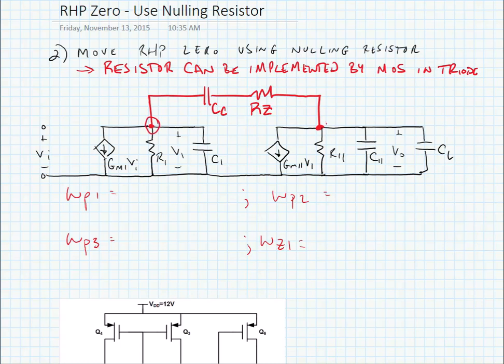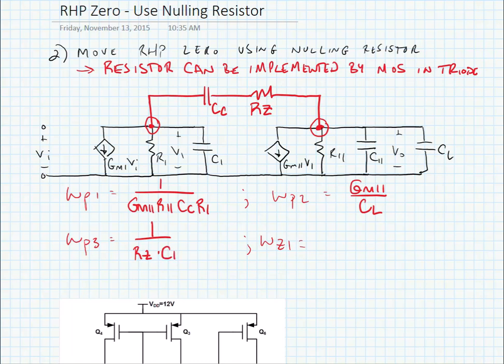Now, again, we can do KCL at node 1 and node 2 in order to find our new pole and zero locations. We would find a transfer function and we could pull out the pole and zero locations of this particular transfer function. And if we do so, we'll find that omega P1 and omega P2 aren't affected. So omega P1 is still 1 over GM2 R2 CC R1, omega P2 is still approximately equal to GM2 over CL. We have a new pole, omega P3, that's equal to 1 over RZ times C1. And we have a zero that's equal to 1 over CC times (1 over GM2 minus RZ). So now we see we have independent control over the zero, omega Z1, by simply resizing RZ.